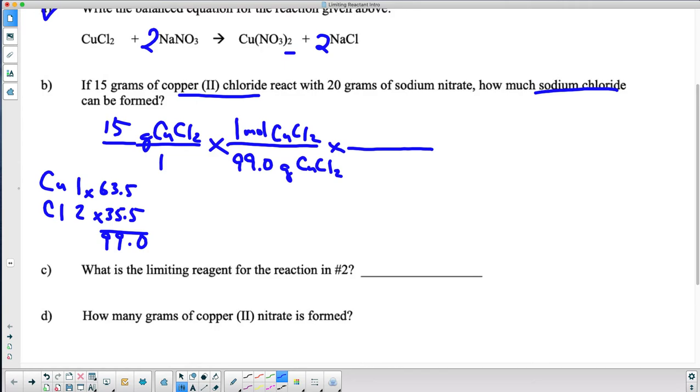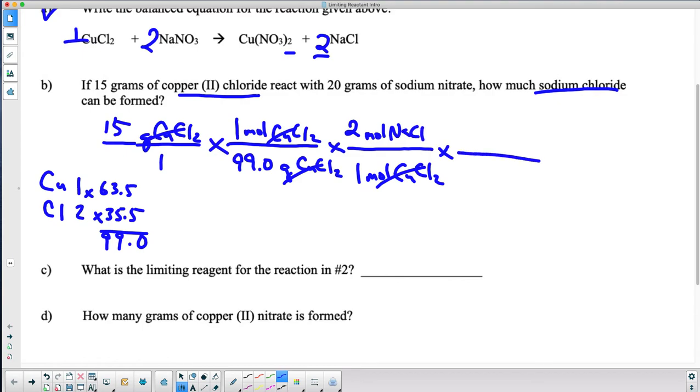My next step is where I change from copper chloride to sodium chloride. So that means 1 mole of copper chloride on top, and 1 mole on the bottom because the balanced equation has a 1 in front. So 1 mole of copper chloride on the bottom cancels with the grams of copper chloride. Good. And then that means I have 2 moles of sodium chloride.